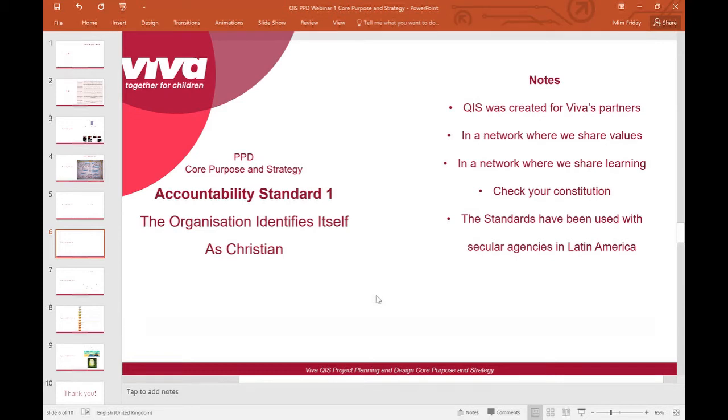Okay, the standards have actually been adapted in Latin America and are being used by government departments and government agencies, so it is transferable. But again, what we're very keen to emphasize is that it's a learning journey. We learn together. Okay, the idea is that we share between organizations, between networks, between countries in order to improve. Any questions about that, or we will move on to standard number 2?